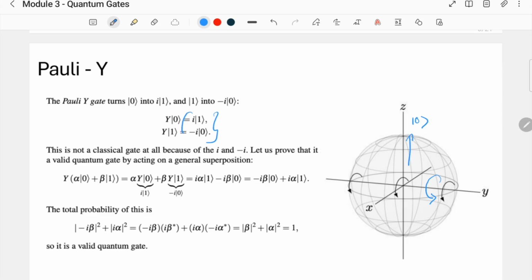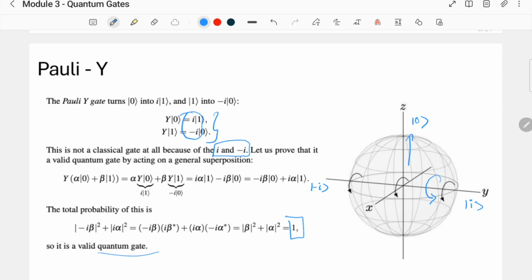Now this iota is an extra complex term here, because if you remember, we described this as iota and this as minus iota. This is definitely not a classical gate. We don't have iota and minus iota classically, but you can prove that it is a quantum gate by again proving that the total probability is 1. Therefore, it is a quantum gate.